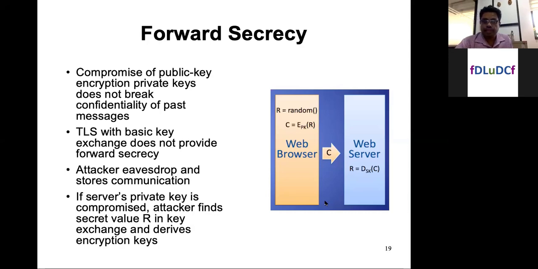If any system provides forward secrecy, its past communication should not be decryptable in the future. If we have a way to decrypt the past communication in the future, then we say it does not provide forward secrecy. RSA based key exchange does not provide forward secrecy.